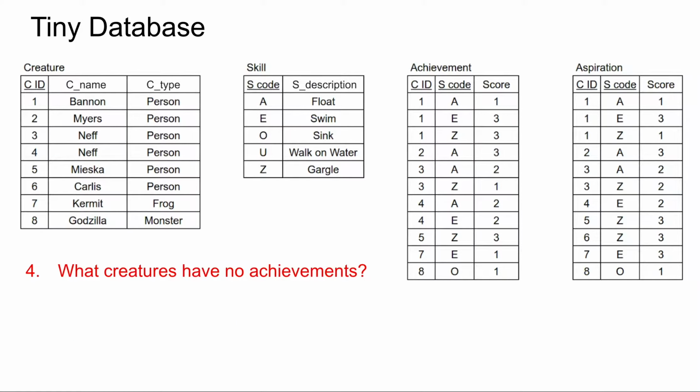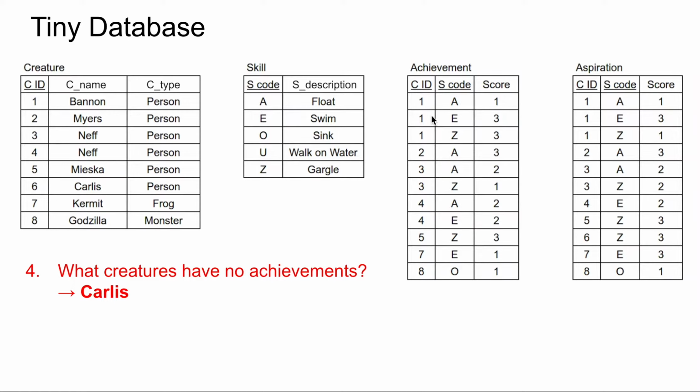What creatures have no achievements? Just by scanning the achievements table, you can notice that number 6 is missing, which refers to Carlis. Notice, once again, there is an exception to the trend built in here. Almost all creatures have an achievement, except Carlis. Another trend is that achievements usually have matching aspirations, but not always.